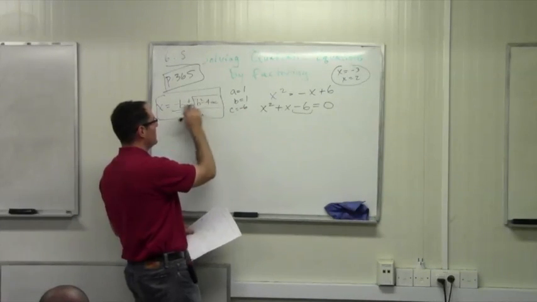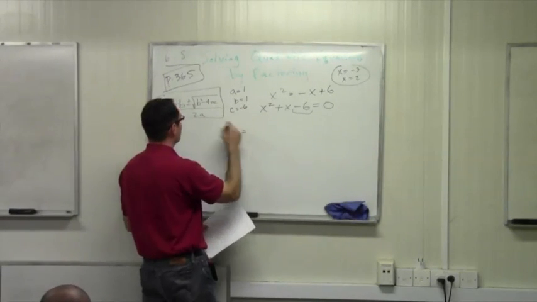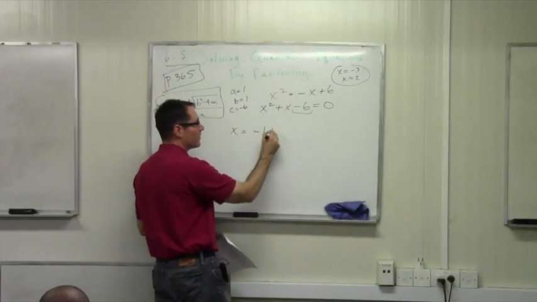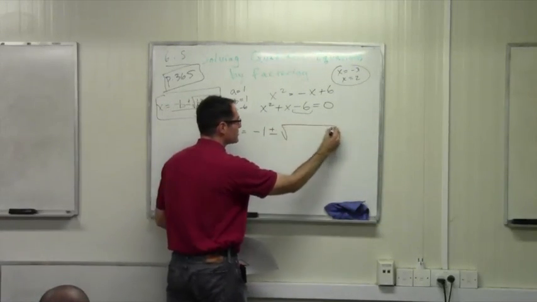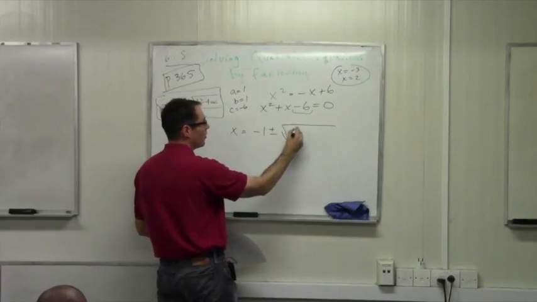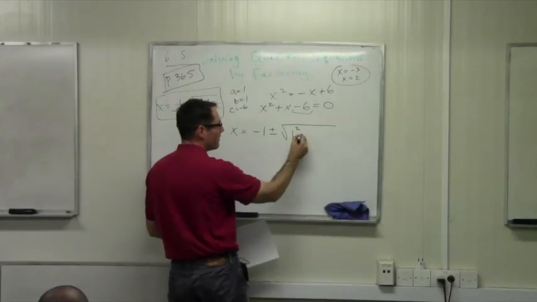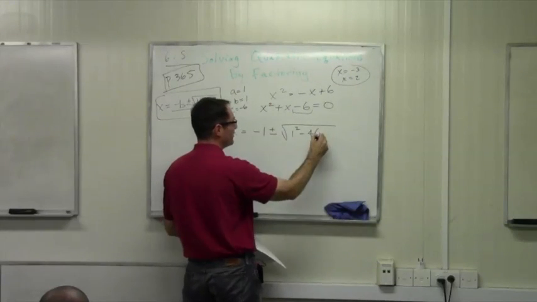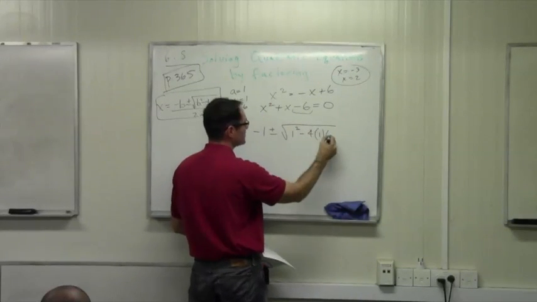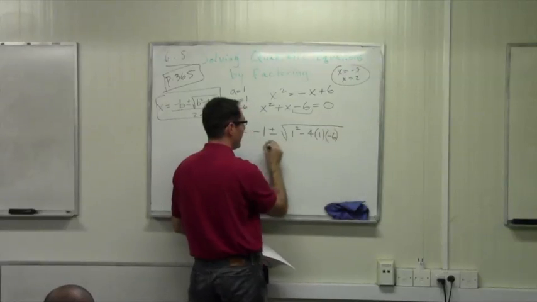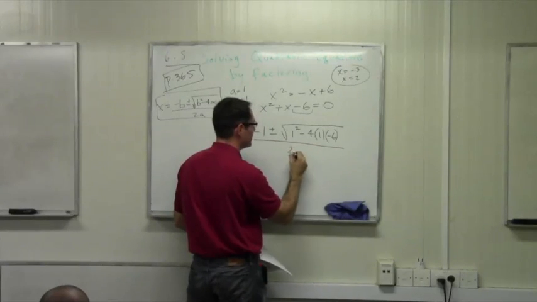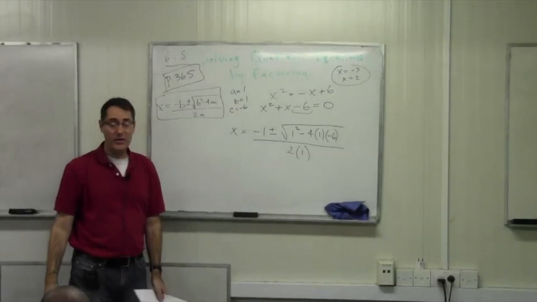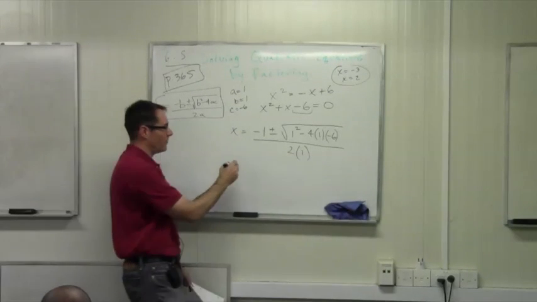So let's do that. X equals negative b. Well, b is 1, so you're going to write negative 1. And then you're going to write plus or minus the square root of b squared. That's 1 squared minus 4 times a, which is 1, times c, which is negative 6. And then the whole thing is going to be divided by 2 times 1 because a is 1. And now you just start cranking through.